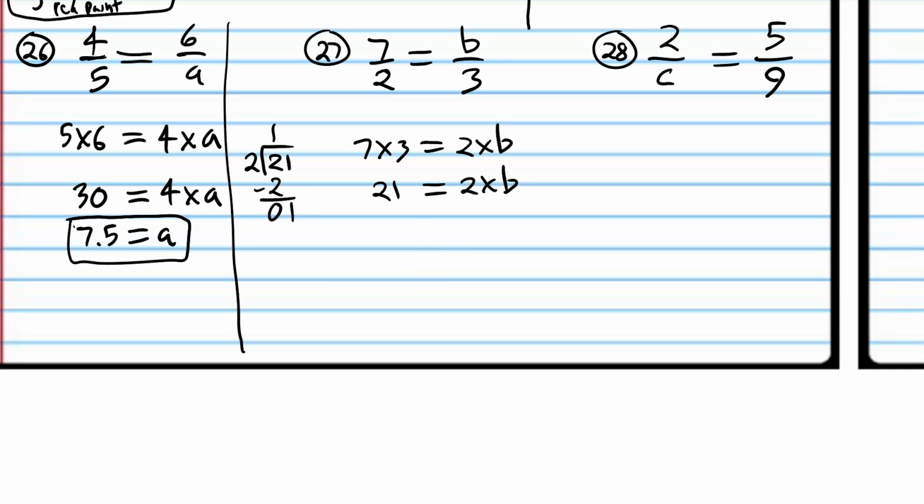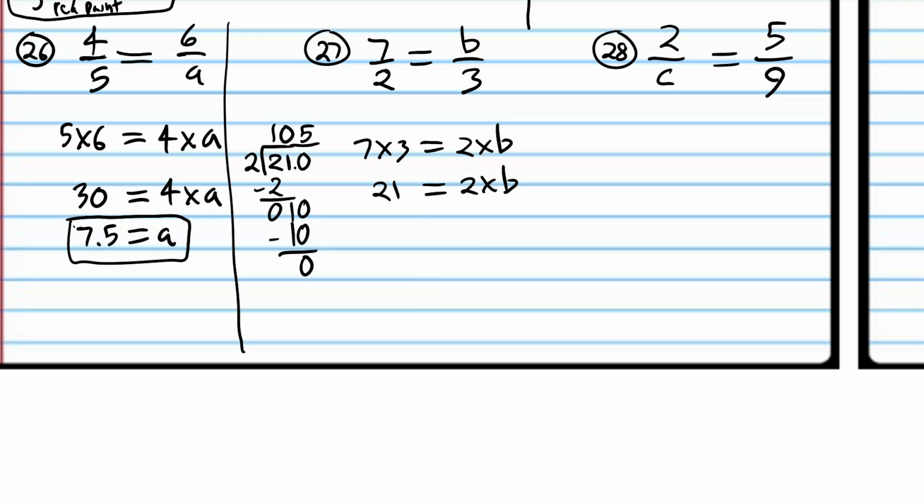After we bring down the 1, 2 doesn't go into the 1. So we have to put a 0 up here. And we still have a remainder, so we have to put a decimal and bring down a 0. And now 2 goes into 10 5 times. And 2 times 5 is exactly 10. 10 minus 10 is 0, so we have no remainder.